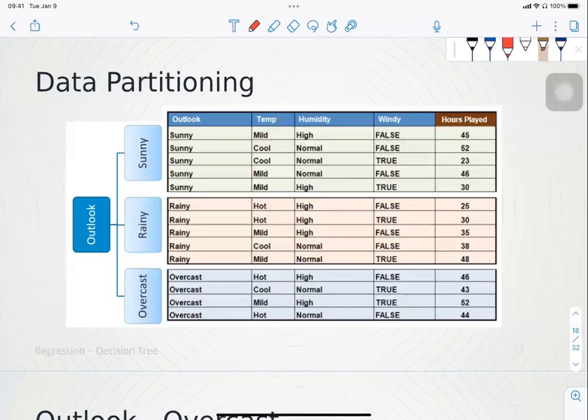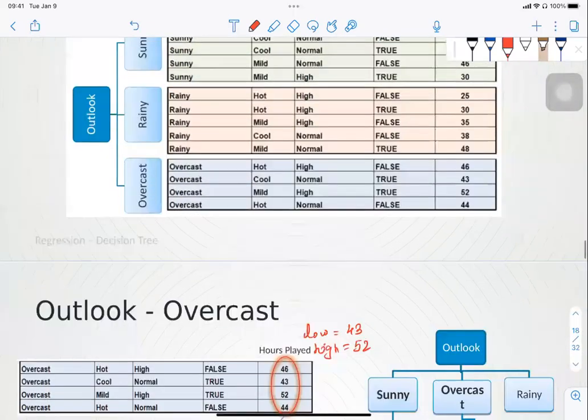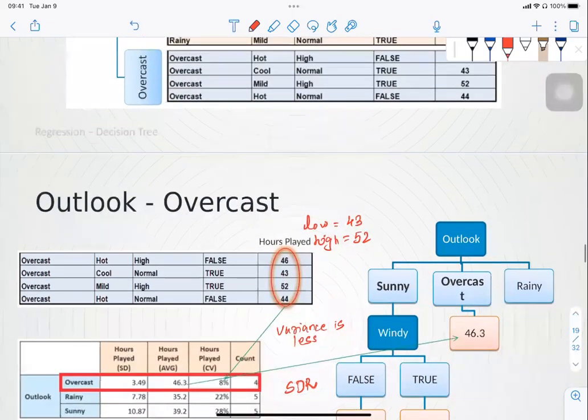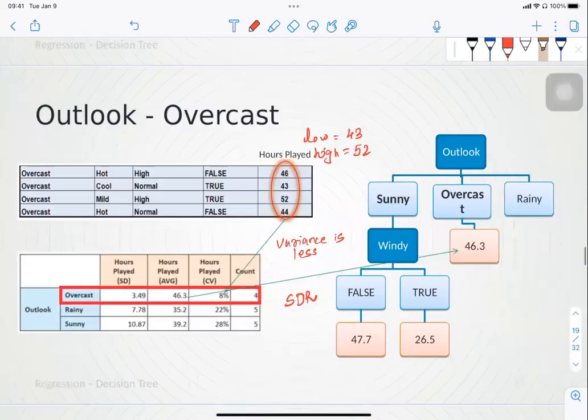After that, we do again the data partitioning, and we look into overcast. As we have already looked into sunny, now we go to overcast, and we see that for overcast, the lowest value and the highest value, there is not much difference. Hence, we do not divide it further into subcategories, that is high, normal, or hot, cold. Hence, there is not enough variance. So we directly just plug the average, that is the mean, in the leaf node of overcast.